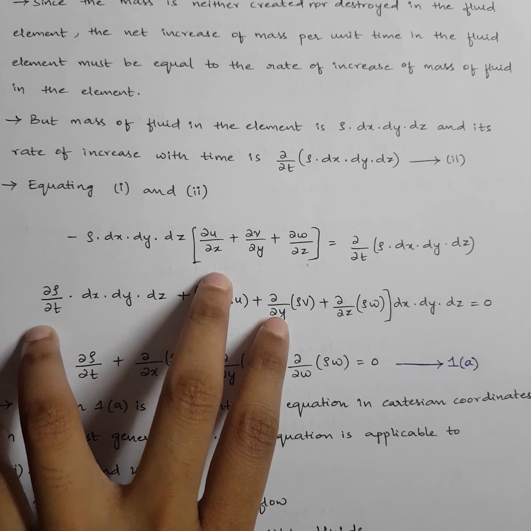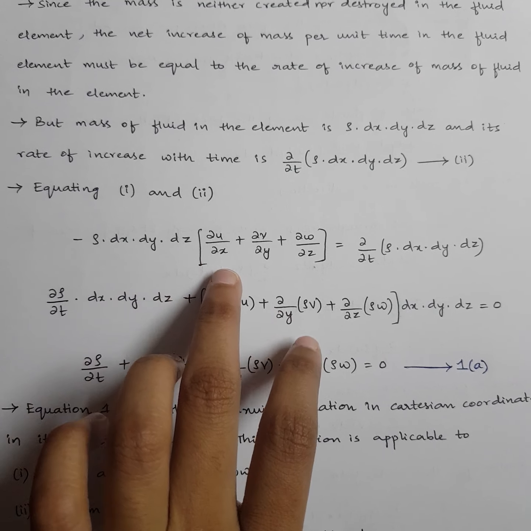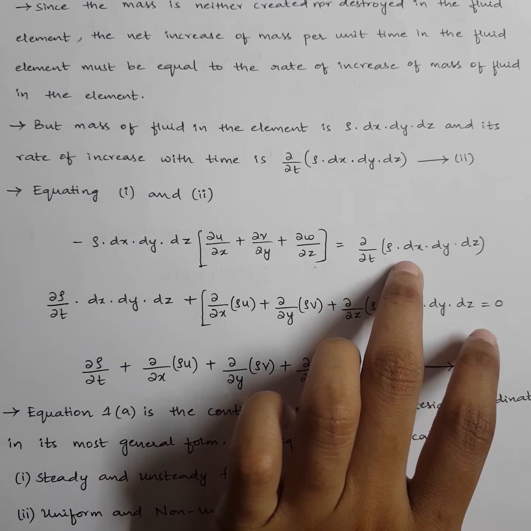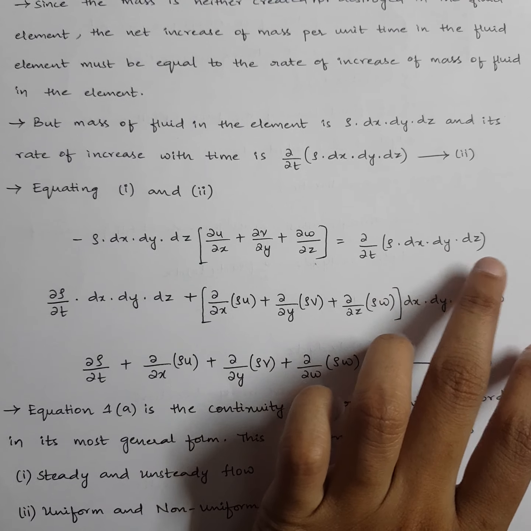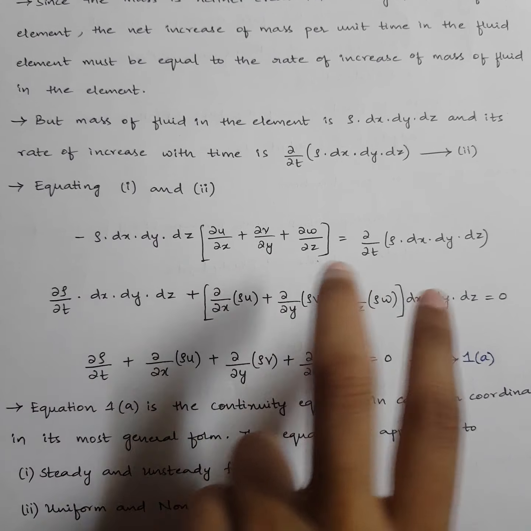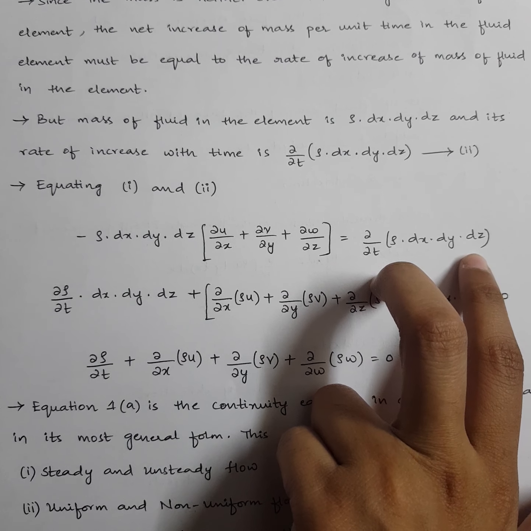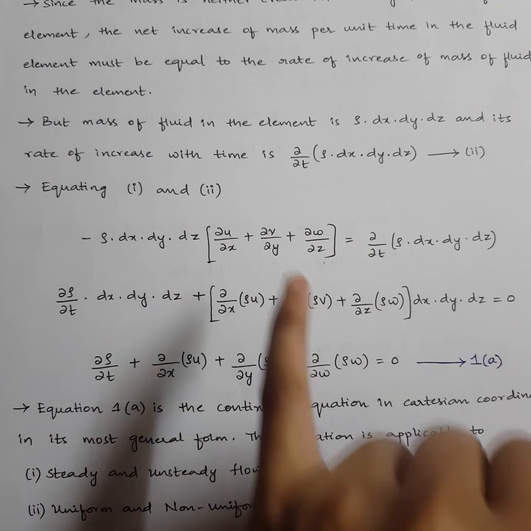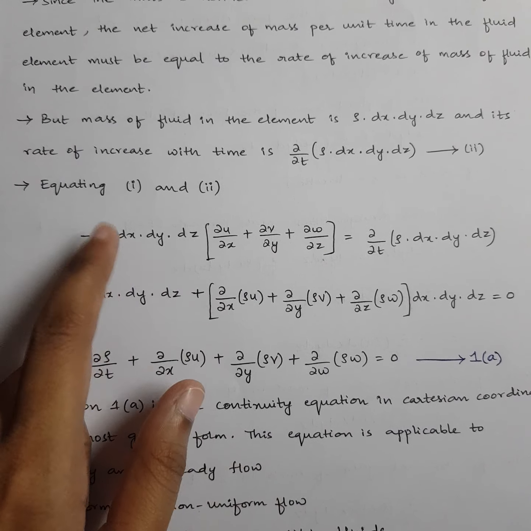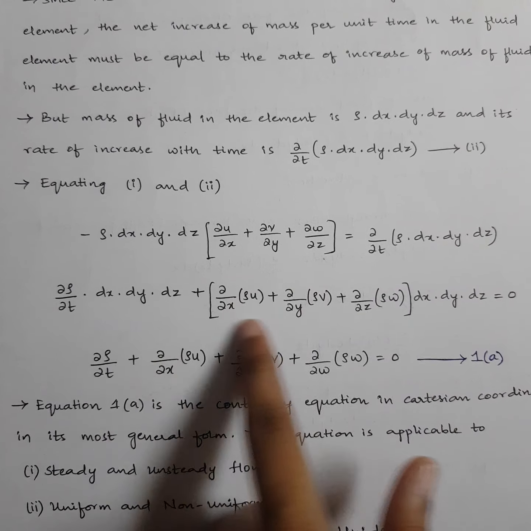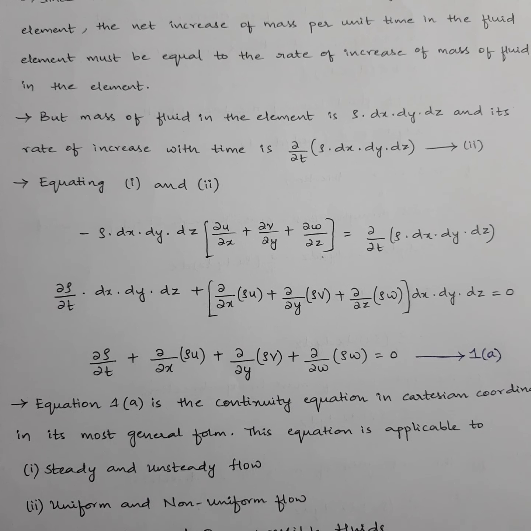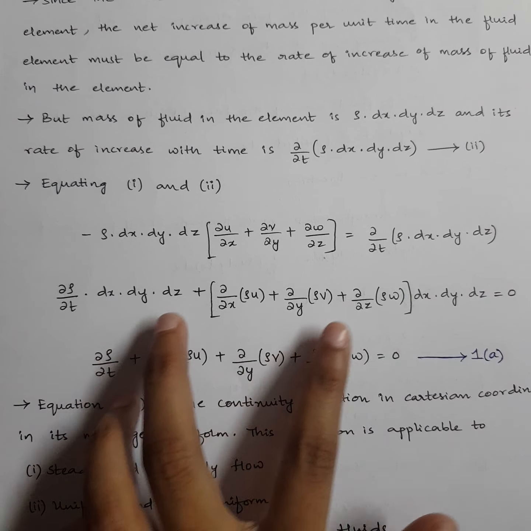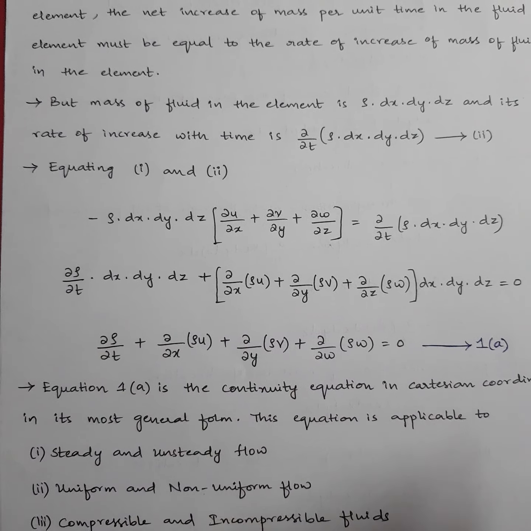So equation 1 was this: minus rho into dx dy dz into dou u by dou x plus dou v by dou y plus dou w by dou z, equal to dou by dou t of rho into dx into dy into dz. Net gain of mass is equal to gain of mass with respect to time. From here, get all the terms on one side and put equal to 0. This is the only negative, so it comes to this side, meaning totally it is a summation plus equal to 0. From this term and this term, dx dy dz are common. Take out dx dy dz common and send that side, it will become 0.